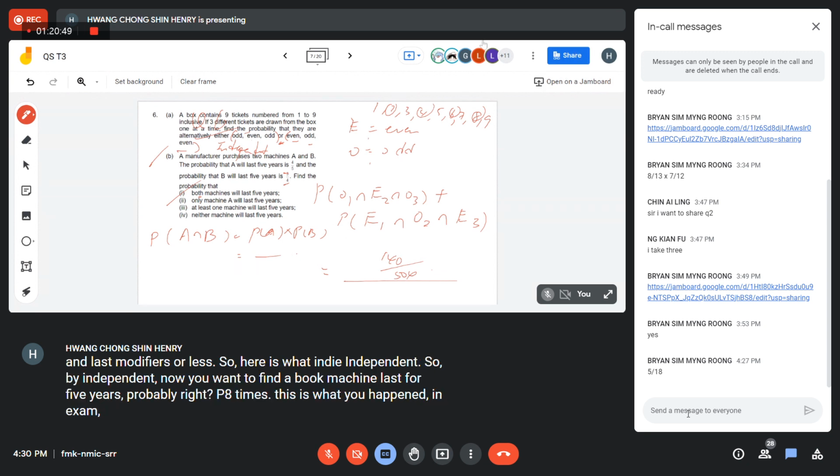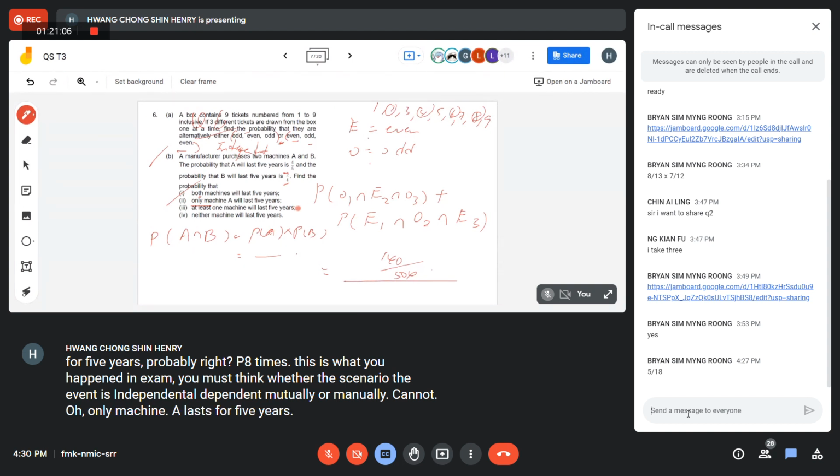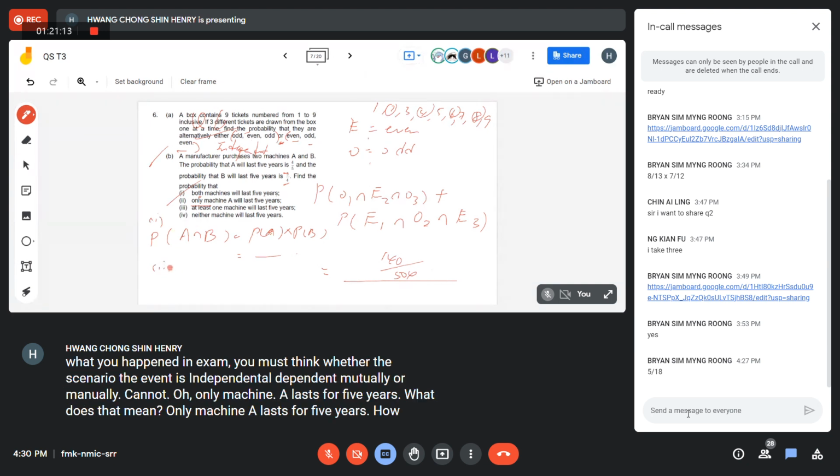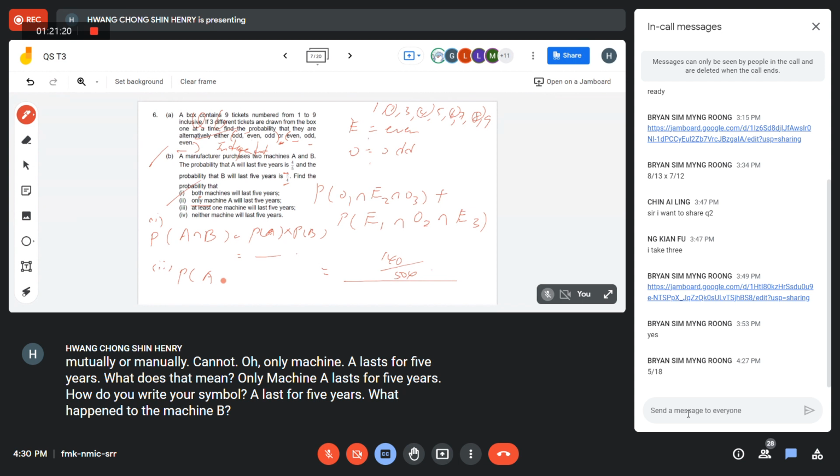In the exam, you must think whether the event is independent or dependent, mutually exclusive or non-mutually exclusive. Now, only machine A lasts for 5 years. What does that mean? How do you write your symbol? A lasts for 5 years. What happened to machine B? It does not last for 5 years, right?